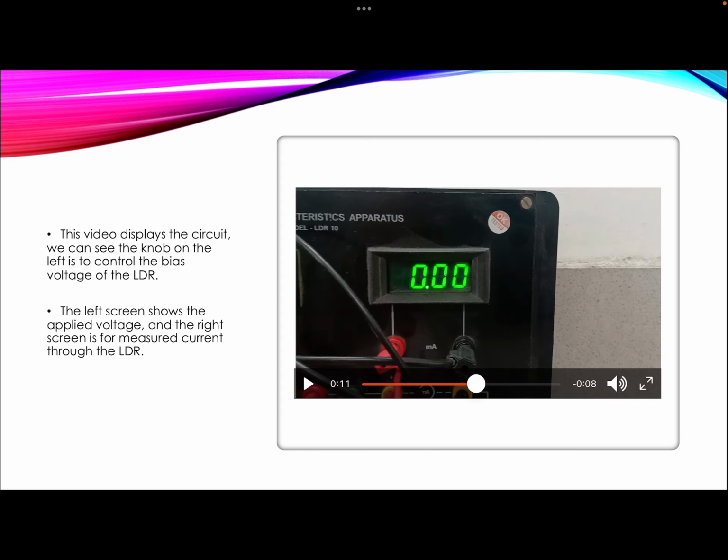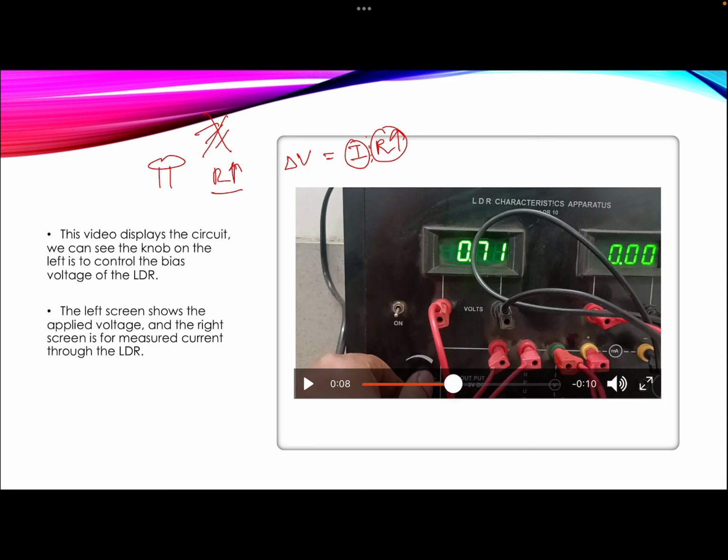That is because the LDR right now is in dark. There is no source of light for it, so it has a very high resistance. Because of its high resistance, even though there is a change in V, the current is not changing, because I and R are inversely proportional. So because the resistance is quite high, the change in current is negligible, as we can see in this case.